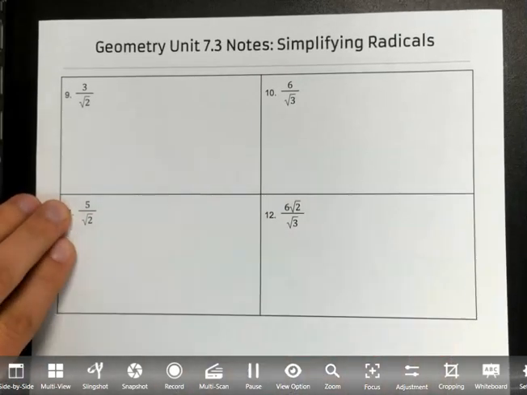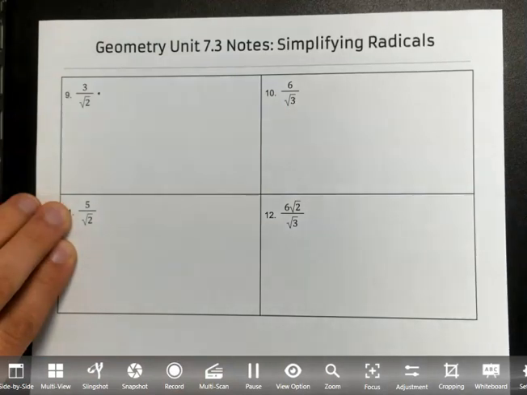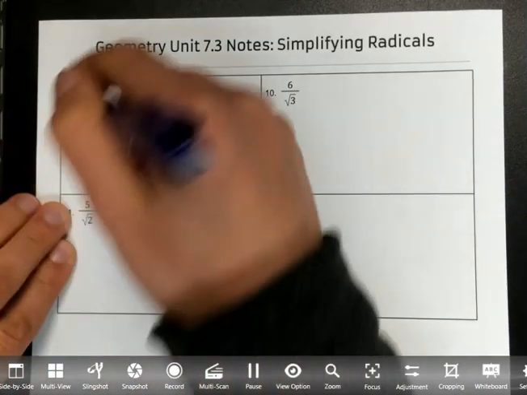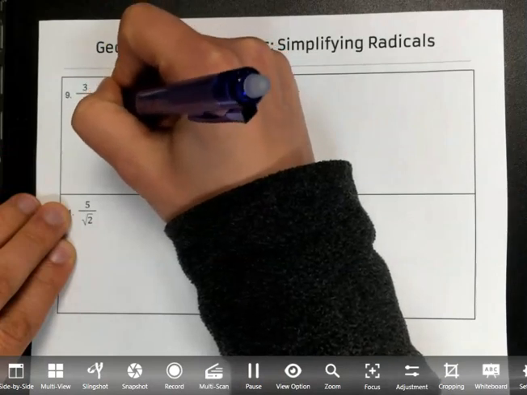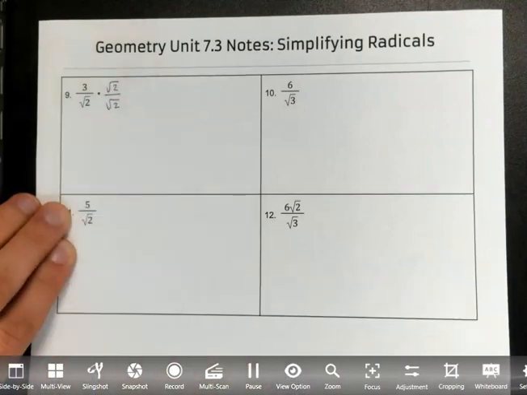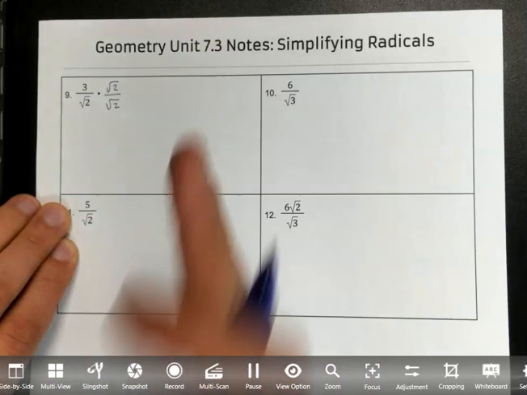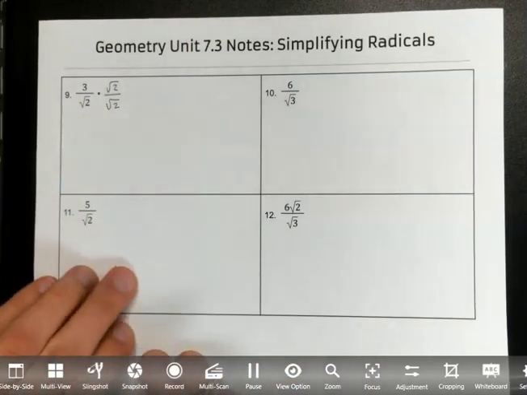So on this particular one, to get the square root of 2 out of the bottom, what we're going to do is we're going to multiply both the top and the bottom by square root of 2 divided by square root of 2. Okay? Because this is the same thing as 1, just in this square root form, right? Because square root of 2 divided by itself is 1. 3 divided by 3 is 1. Square root of 2 divided by square root of 2 is 1. Something divided by itself is always 1.